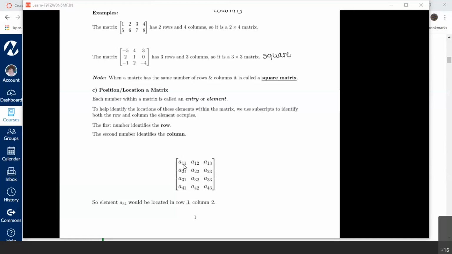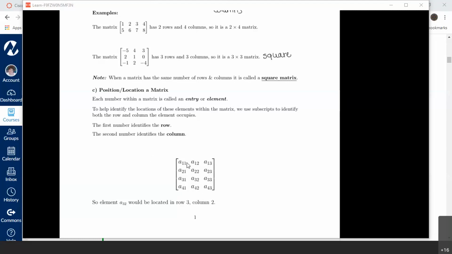The first number in the subscript tells you the row. You'll notice here, all of these elements have a 1 as the first position, all of these elements have a 2, all of these have a 3, and all of these have a 4. So the first number in the subscript tells you the row.